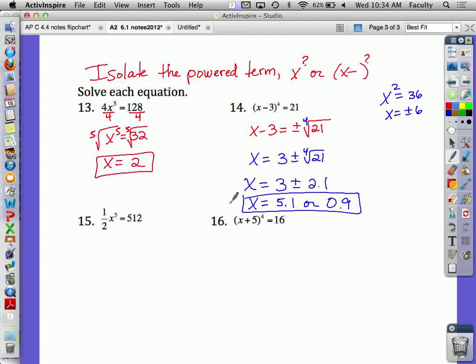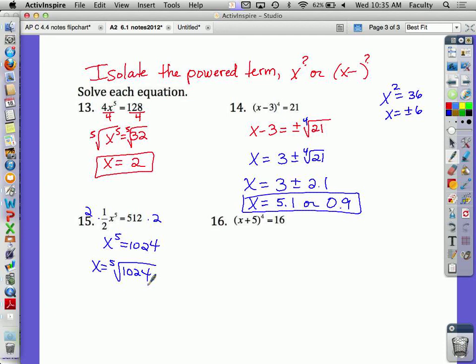Okay, the next one. I have 1/2 x to the 5th equals 512. I need to isolate the x to the 5th. So how could I do that? Yeah, multiply by the reciprocal or 2, so that's x to the 5th is 1024. So the answer is going to be the 5th root of 1024. Now I do not expect you to know how to do that. So we're going to use our calculators.